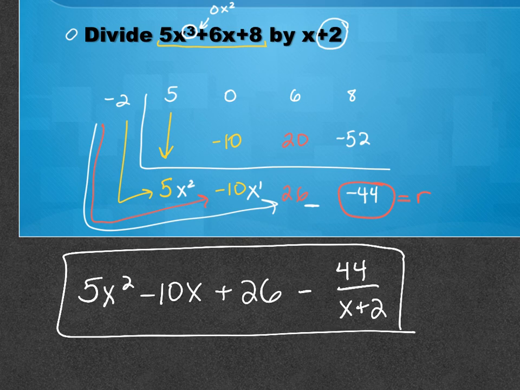So you cannot do synthetic if there's an exponent on the x of what you're dividing by, which is what's going to happen on your test. So you're going to get one in which it has an exponent. You're going to have to do long division. And then when you get to the synthetic, it's your choice. Okay? Obviously, I would choose synthetic.